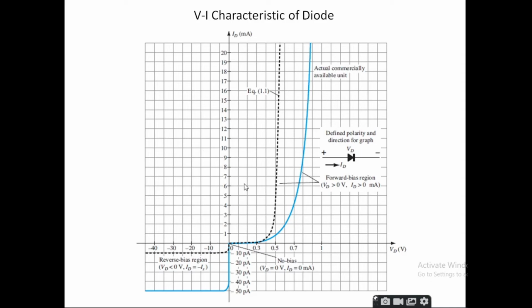So here you can see how the current is varying. Okay, there are two diodes. I think the dashed one is the germanium diode, and the other one is the silicon diode, because the cut-in voltages, as you can see, are different.